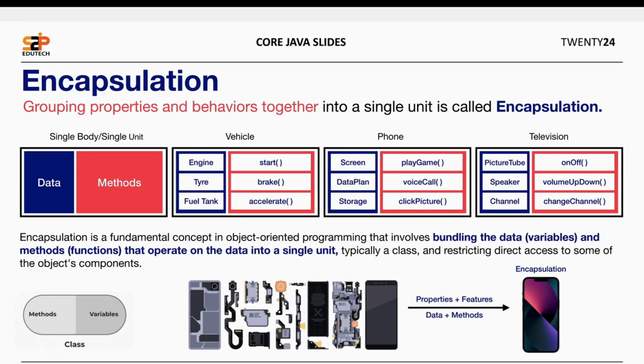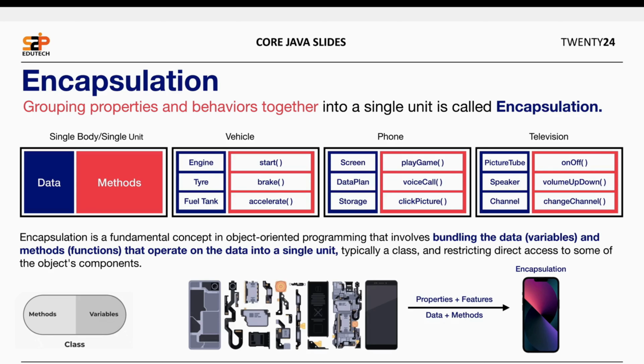Let's take the example of a phone. Phone is having multiple components. For example, camera, network card, processor, battery, data buses, and screen. All these things are grouped in a single body. Basically, the properties and behavior of a phone are grouped inside a single body to form a phone.